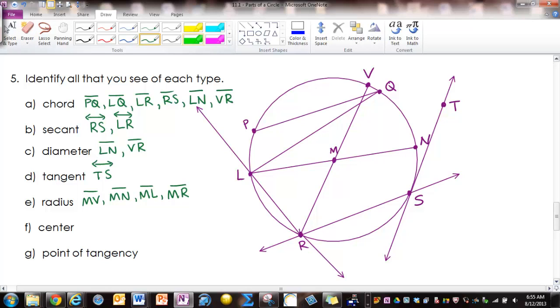Next is the center of my circle. Now, the center of my circle is right here in green, and that's just going to be point M. We don't have a symbol for that, we just write the letter M, and we're done. And last, the point of tangency. The point of tangency is where your tangent line or lines meet the circle. So again, that's just a point, and in this case it will be S.